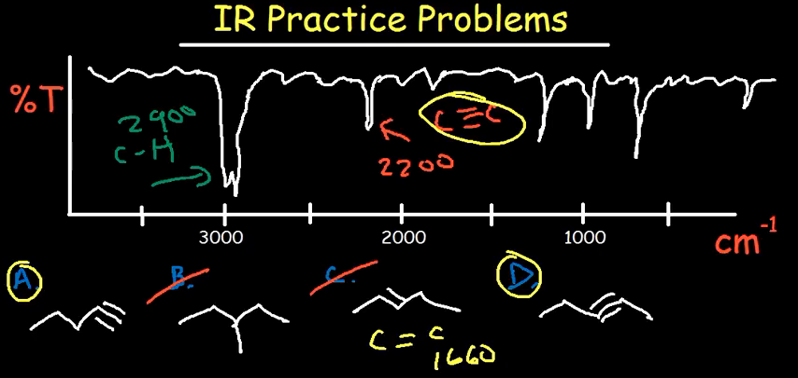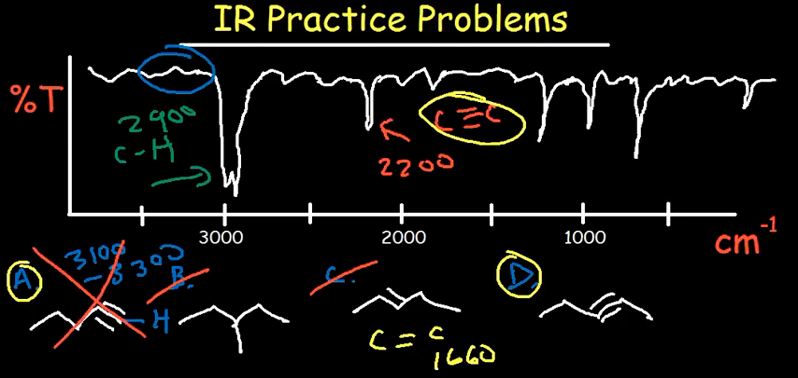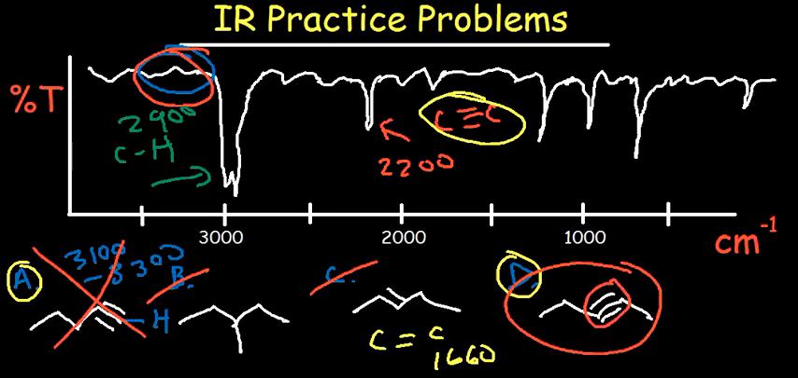The distinguishing feature that we need here is a signal around 3100 to 3300. There is no signal in this area. If there was, it would be a terminal alkyne. That would be the alkyne CH stretch. But due to the absence of that signal, we could eliminate choice A. So since this signal is not there, it has to be choice D. There are no hydrogens on this carbon-carbon triple bond.